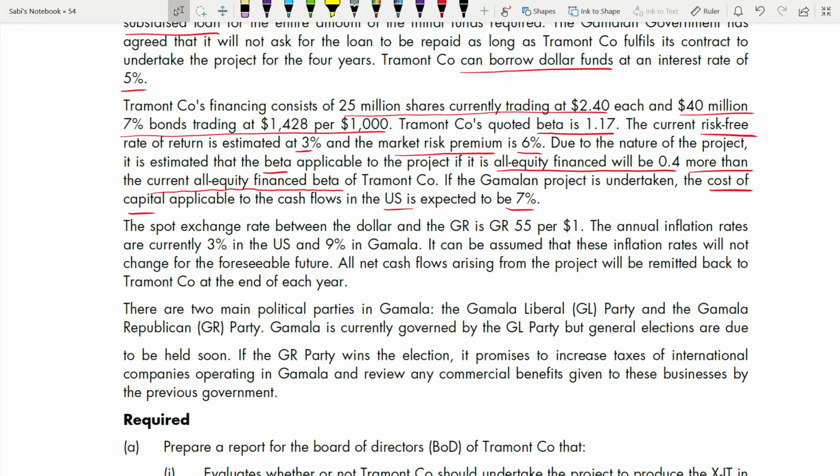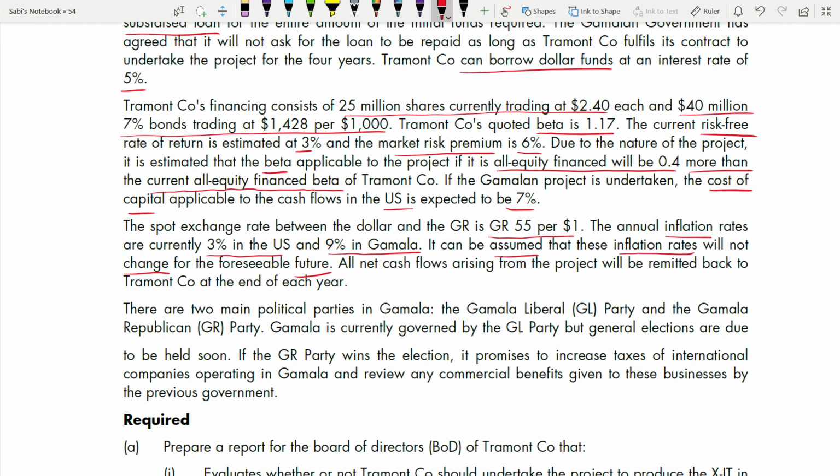Now coming to the exchange rate. Of course, you'll be given the exchange rate. Yeah, you have to convert also. So the spot exchange rate between dollar and yen is this. The annual inflation rates are currently 3% in US and 9% in Gamala. It can be assumed that this inflation rate will not change for the foreseeable future. So this is another assumption. Remember, inflation rate will not change for the future.